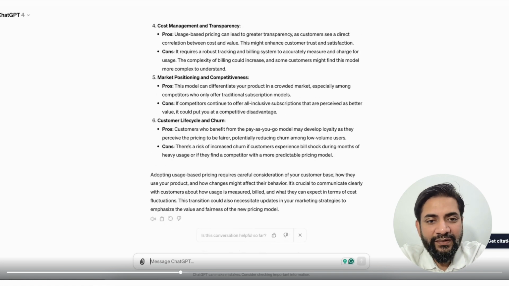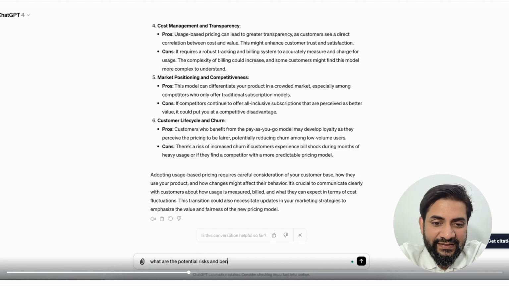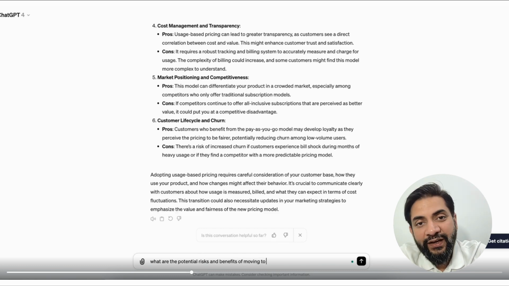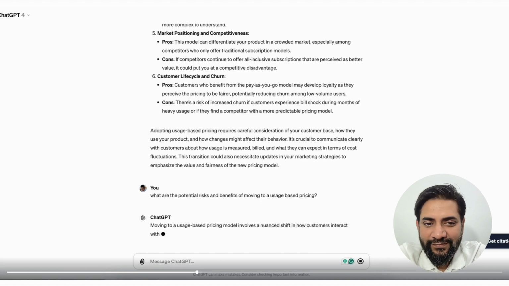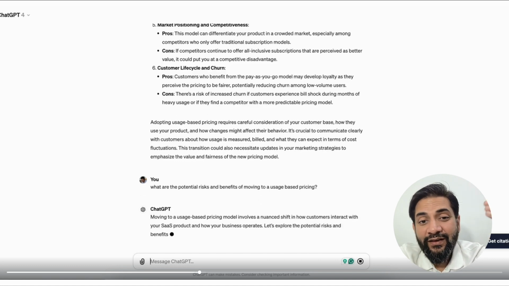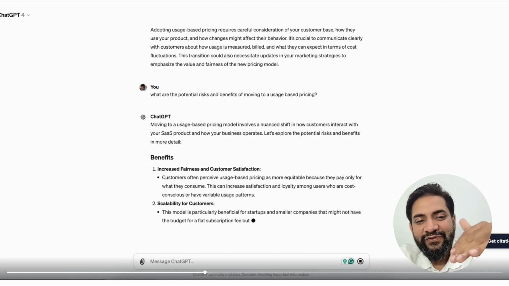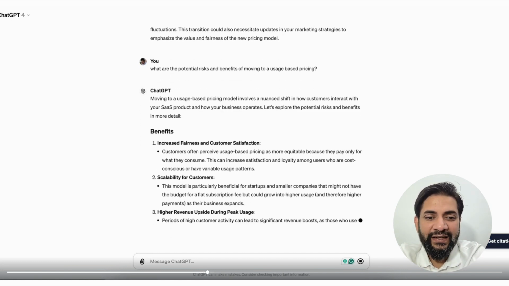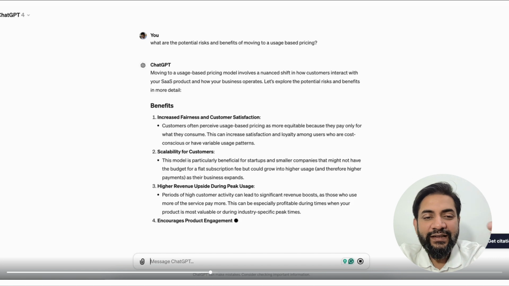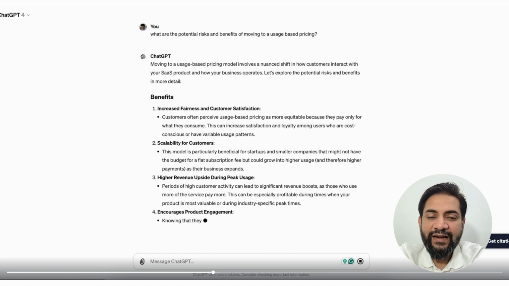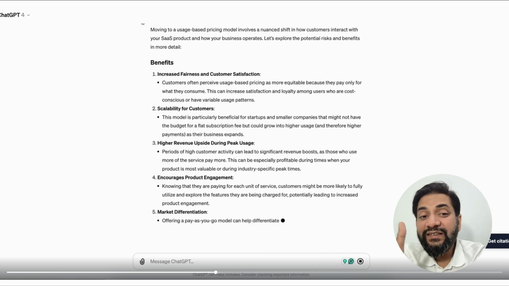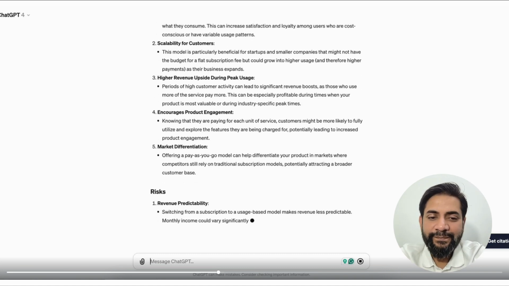Let's dig deeper into this with our next question. What are the potential risks and benefits of moving to a usage-based pricing over subscription model? It gives a more clear input. We give a more clear input to get a clear output on what are the potential risks or benefits. So it talks about the benefits first, and then it would talk about the risks that are there. So the pros and the cons that we just had in the last prompt, it is explaining the same thing but in a different way.